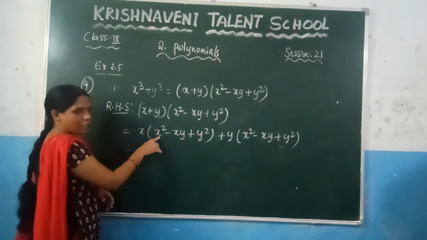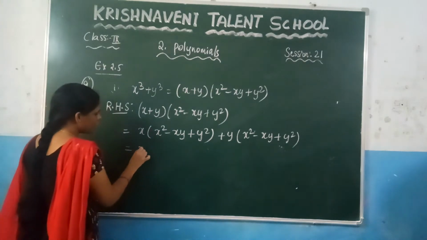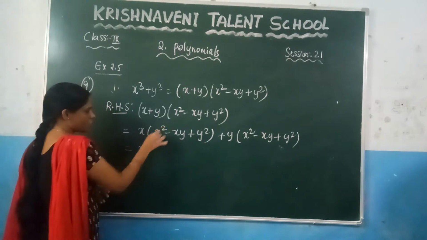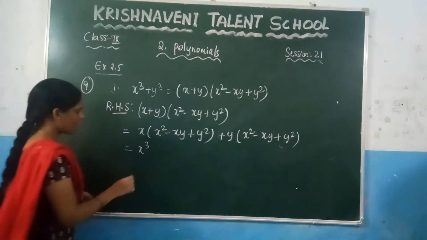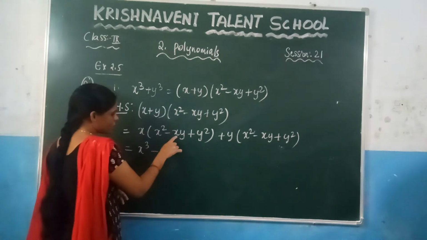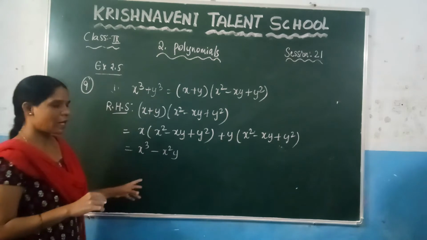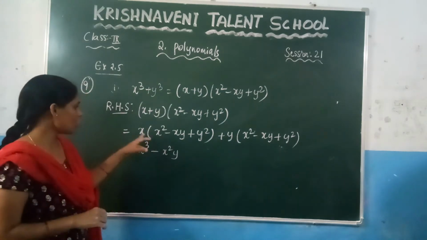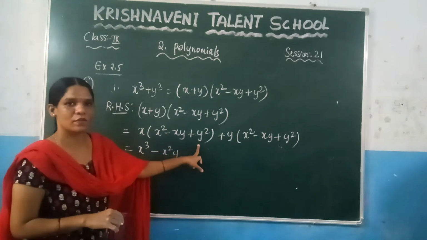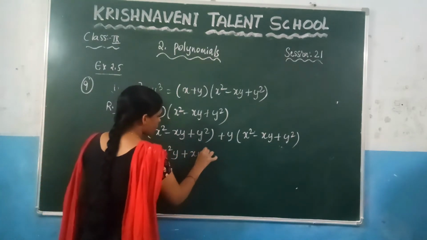x into x square. How many times is x there? 3 times. So write it here x cube. x into x square gives you x cube. Plus x into minus xy, which is nothing but minus x square y, right? And directly write it here: x into y square gives you xy square. So write it here plus xy square.